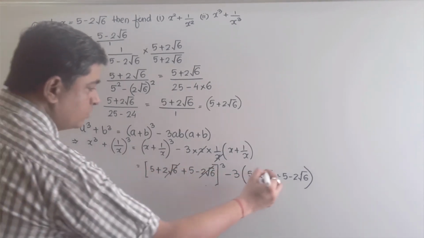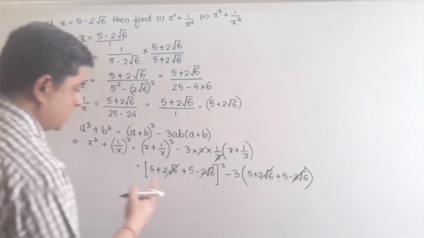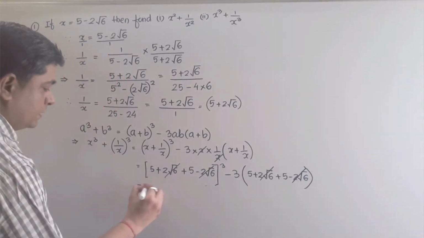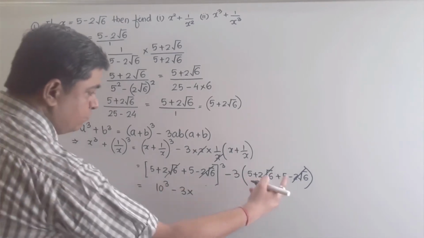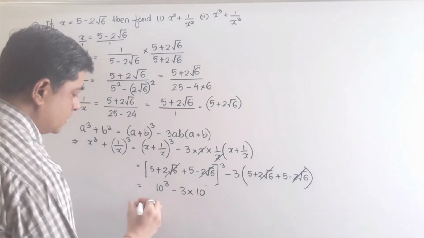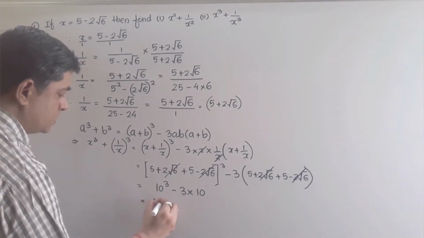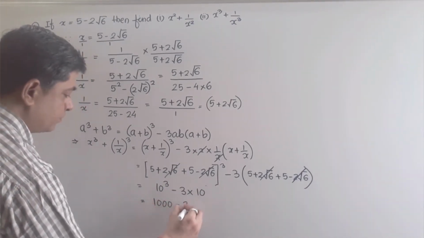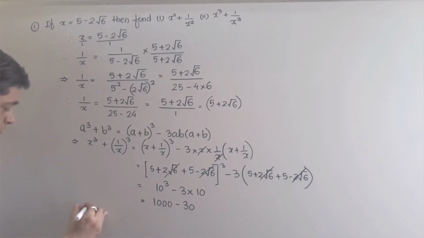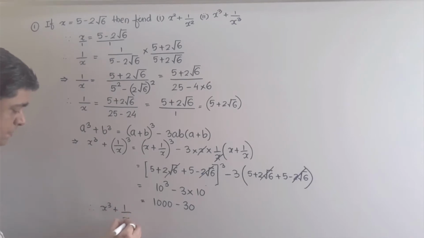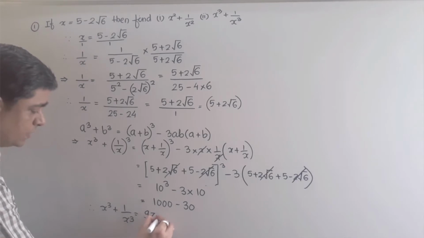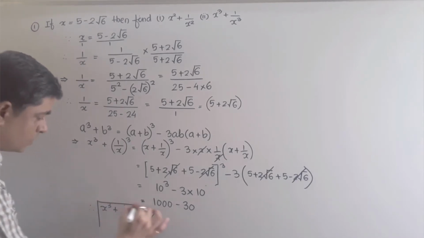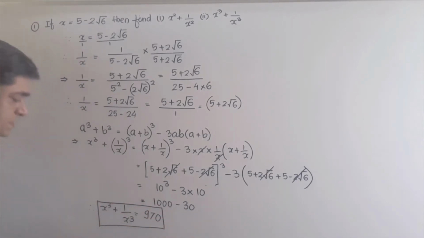Now 2 root 6 on both the places I will cancel. Here 5 plus 5 will become 10. So I get here 10 cube minus 3 into, again 5 plus 5 will become here 10. So 10 cube is here 1000 minus 30. So I can say that therefore the value of x cube plus 1 upon x cube is equal to 1000 minus 30 will be equal to 970. So this will be the answer of second question.